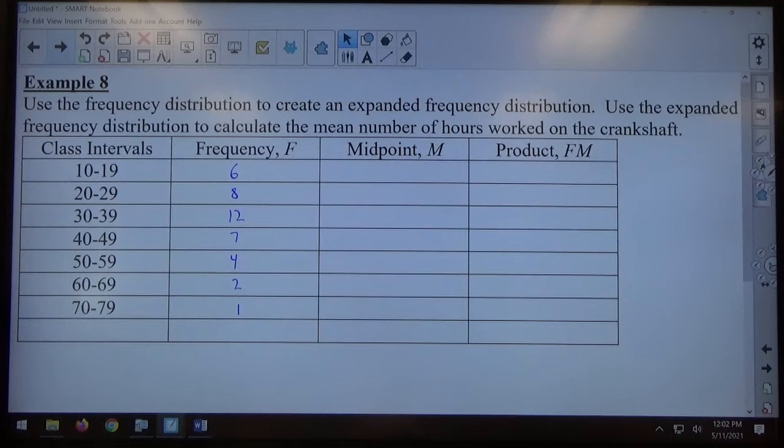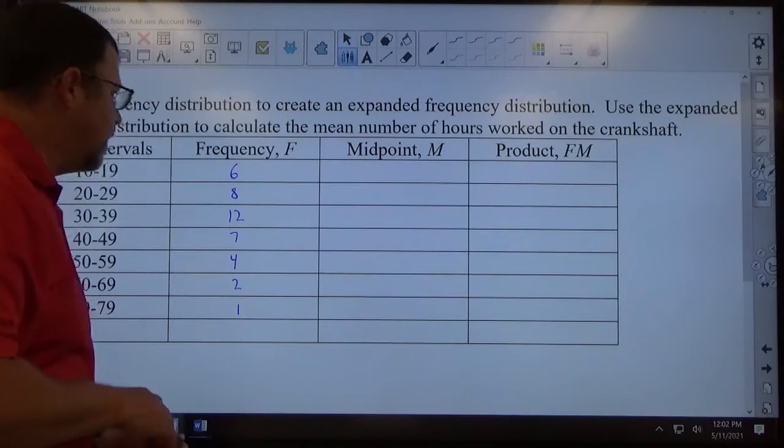All right. And it asks us to use the expanded frequency distribution to calculate the mean number of hours worked on the crankshaft. Obviously, we can add up all the numbers, divide by 40, hit equals, and that's the mean, right? When you have a large set of data like this, it gets a little tedious to type in that many numbers. So we can get an approximate mean that's pretty close to the right answer. That's probably going to be good enough. It might be off by just a smidge, but it's not going to be off by a whole lot.